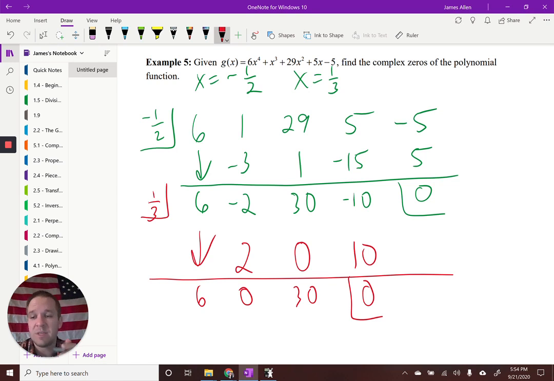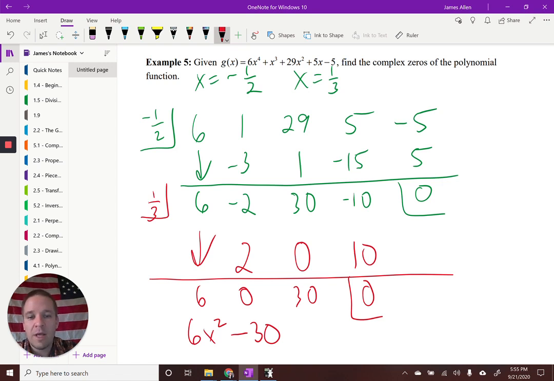If you don't, you've done something wrong, either in your synthetic division or you didn't calculate it correctly on the calculator. Hopefully you did that step correctly and didn't make a mistake, but that's another thing you could go back and check. So now what I have is a quadratic left over that we can deal with. We've got 6x squared plus 0x minus 30 left over.